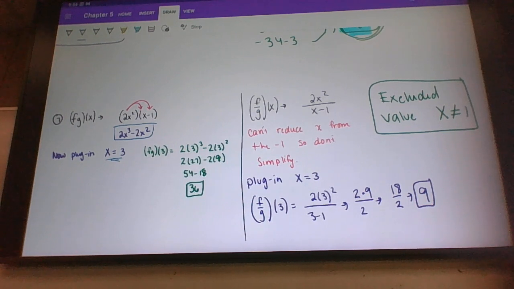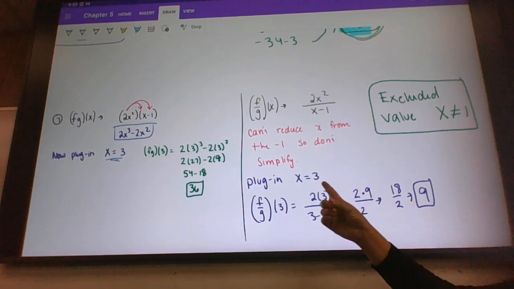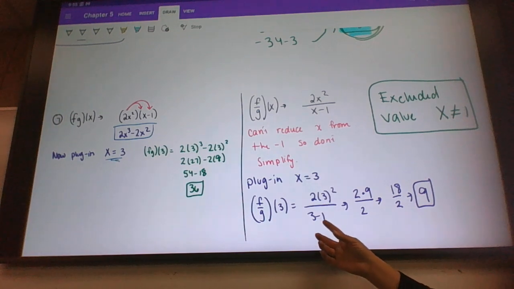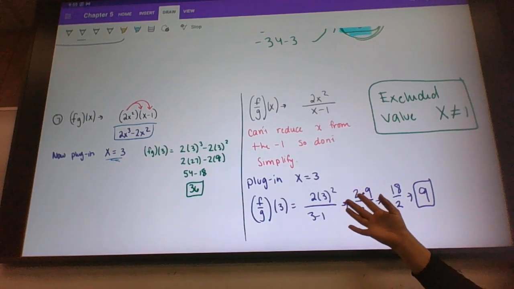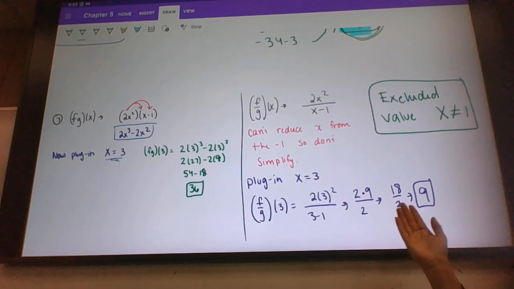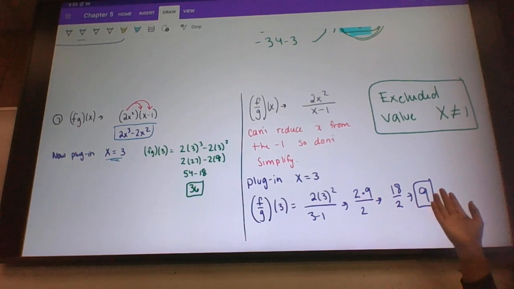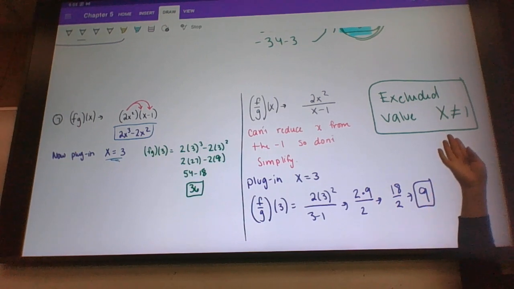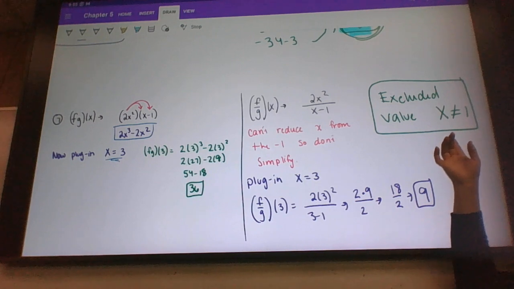Then it says, evaluate for 3. So I put a 3 in to the top and to the bottom. No problem. That's actually shorter than the addition and subtraction. But this is what's new and probably the most important part of the entire lesson, this green box.